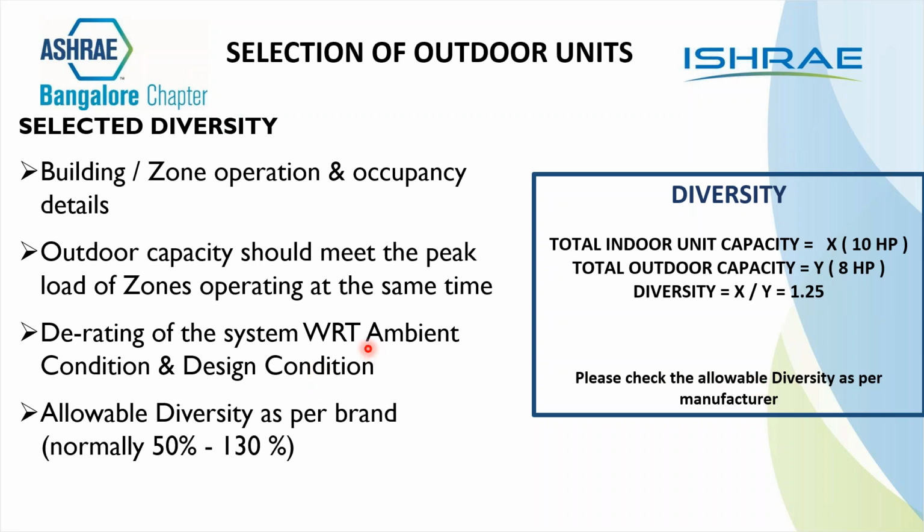Now, if you are in a place where your ambient temperature is 40 degrees, you need to ask them to give the data before considering, because when your ambient temperature is 40 degrees, that is 10 degrees more, you cannot consider the same amount of diversity, because some derating happens because of this higher ambient temperature.